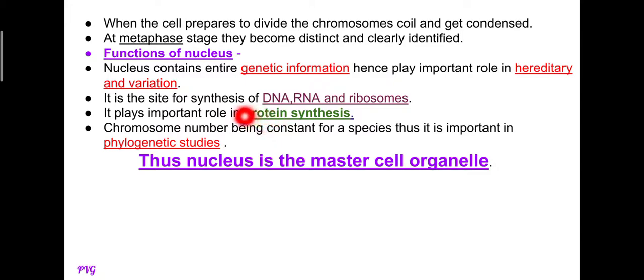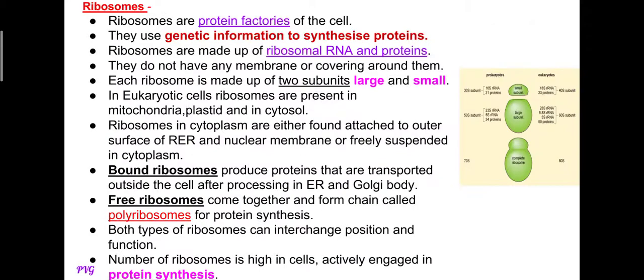It contains, or it is a site for synthesis of DNA, RNA and ribosomes. It plays an important role in protein synthesis, and also as it contains the chromosome number, which is constant for a species, it is important in phylogenetic study. And thus the nucleus is the master cell organelle. Important cell organelle आहे आणि त्याला master cell organelle असं सुद्धा म्हणू शकतो आपण.